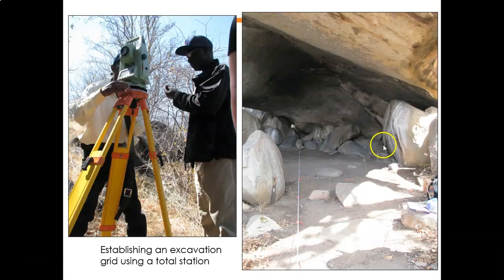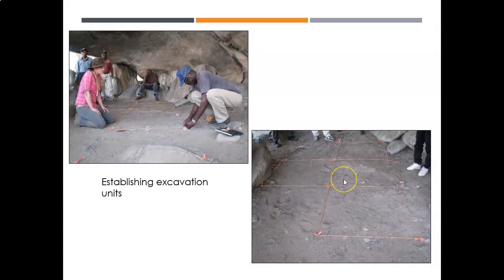Here are some images showing that process of establishing the site grid. And so now you can see the inside of the rock shelter. This is the site datum here. And then the other lines and flags mark where our excavation units were placed. So we began initially with these 4 units, which we extended into a 2x3 block. And so we excavated all 6 of these units.